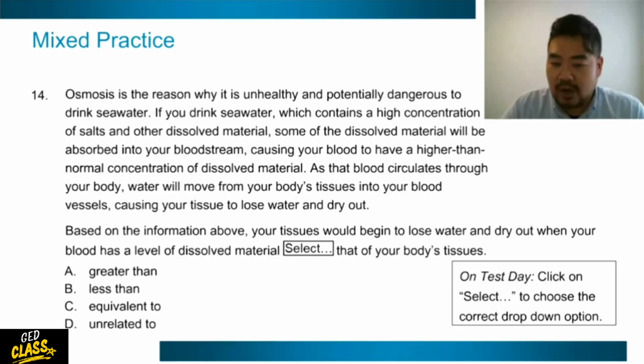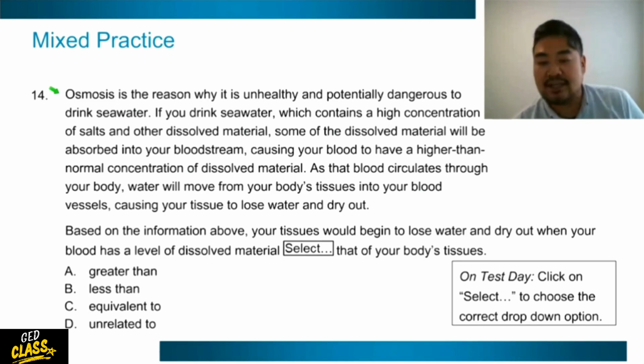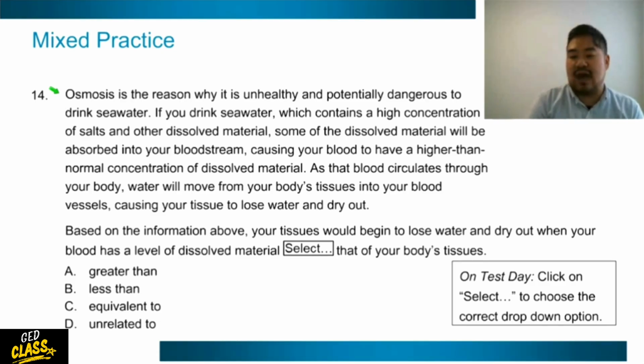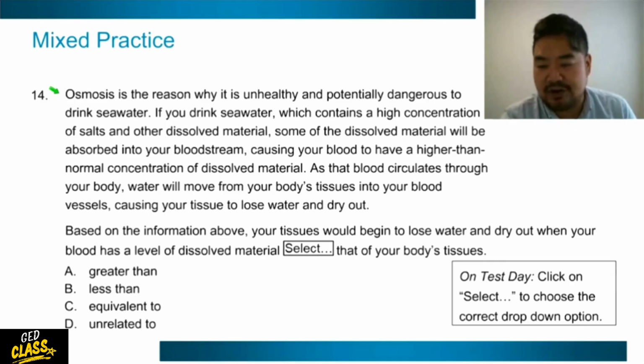Okay, so again, start with the question itself. Based on the information above, your tissues would begin to lose water and dry out when your body has a level of dissolved material related how to your body's tissues. And then we see that paragraph, they talk about osmosis is the reason why it's unhealthy and potentially dangerous to drink seawater. If you drink seawater, which contains a high concentration of salts and other dissolved material, some of that dissolved material will be absorbed into your bloodstream, causing your blood to have a higher than normal concentration of dissolved material. As that blood circulates through your body, water will move from your body tissues into your blood vessels, causing your tissue to lose water and dry out.